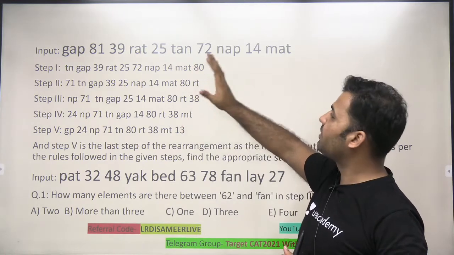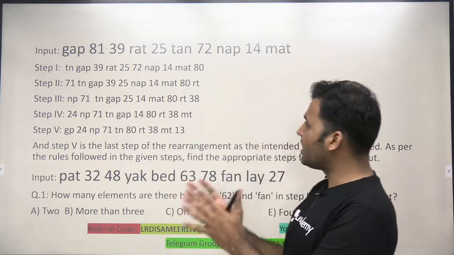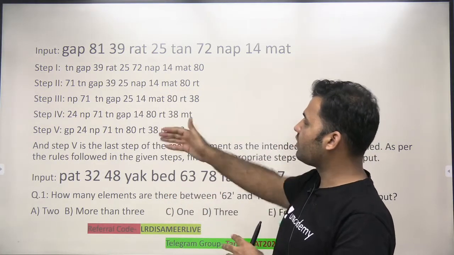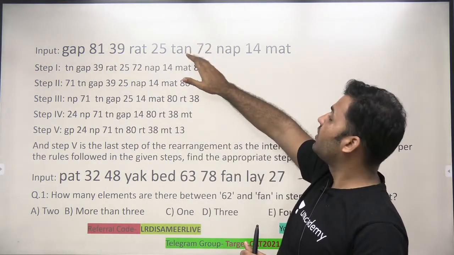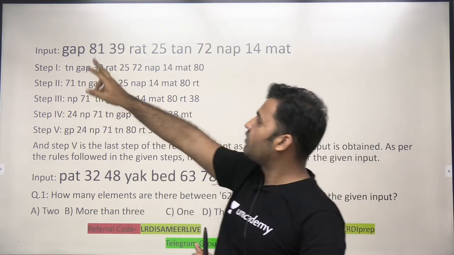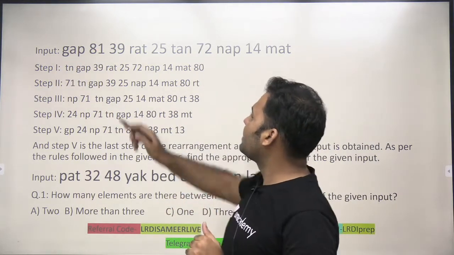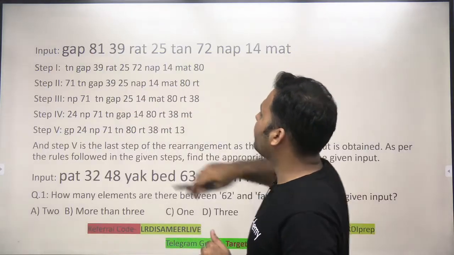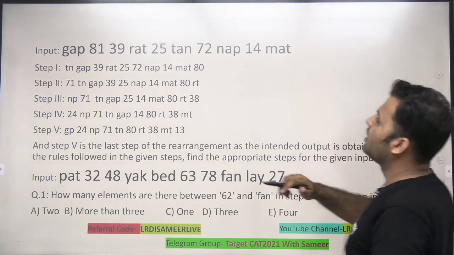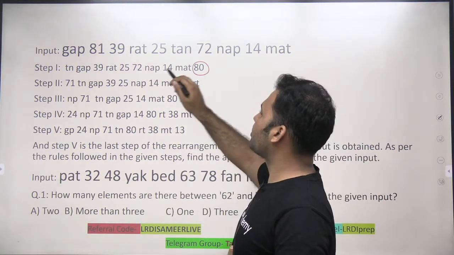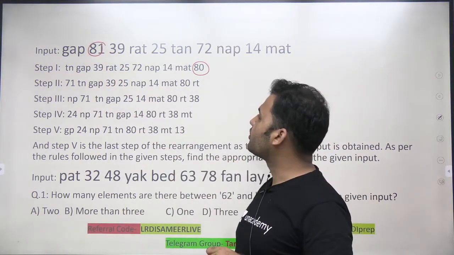You're supposed to observe the pattern, what exactly is happening with the numbers and the letters, and how the data is getting arranged in all of these steps. You see that here the input is given as a combination of words and numbers. If you compare step 1 with the input, you see that 2 changes are happening. One is the highest number, that is 81. The highest number 81 is getting shifted to the right hand side, and the number 1 has been reduced from it.